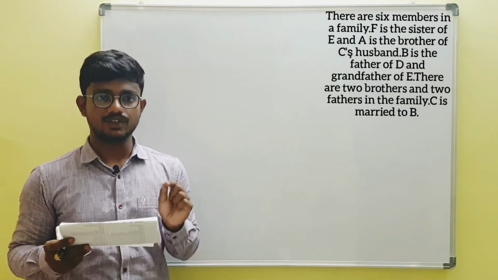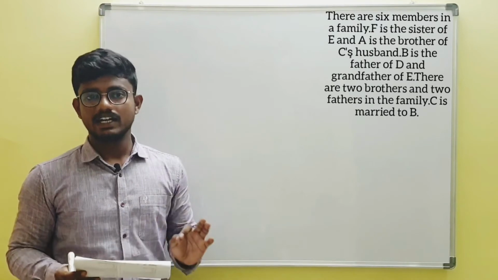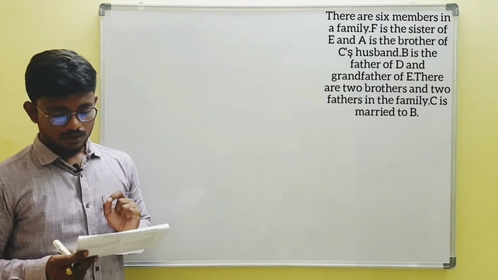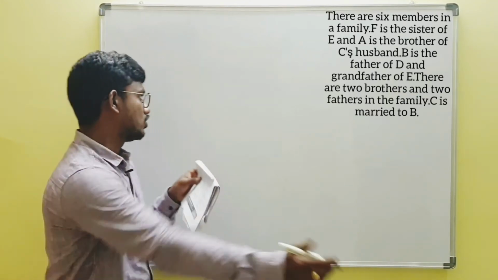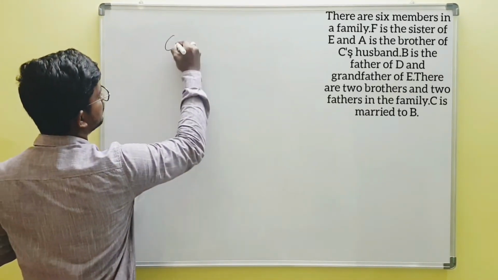The 34th and 35th questions are based on blood relations. Okay. So the question is, there are 6 members in a family. How many members? 6 members in the family.